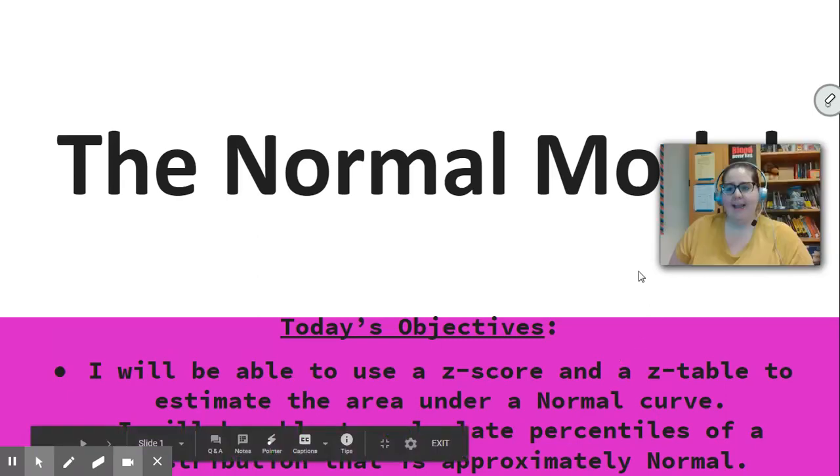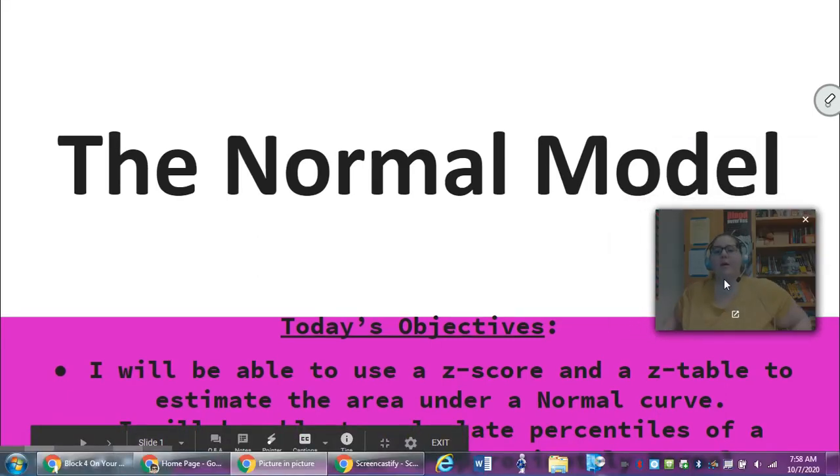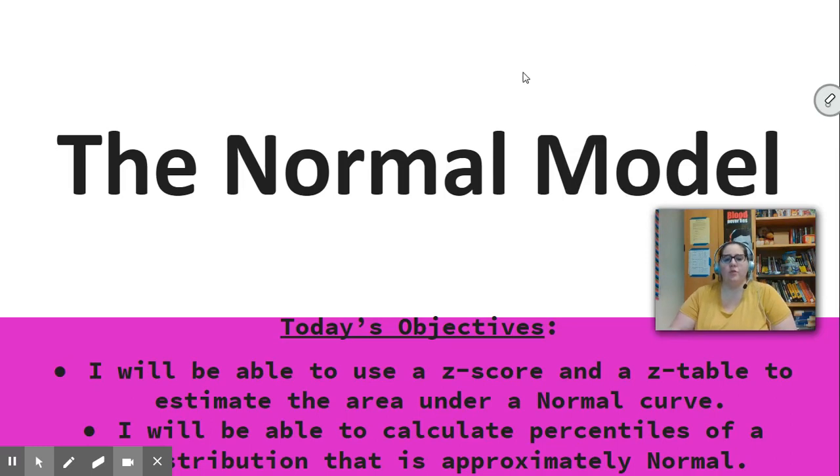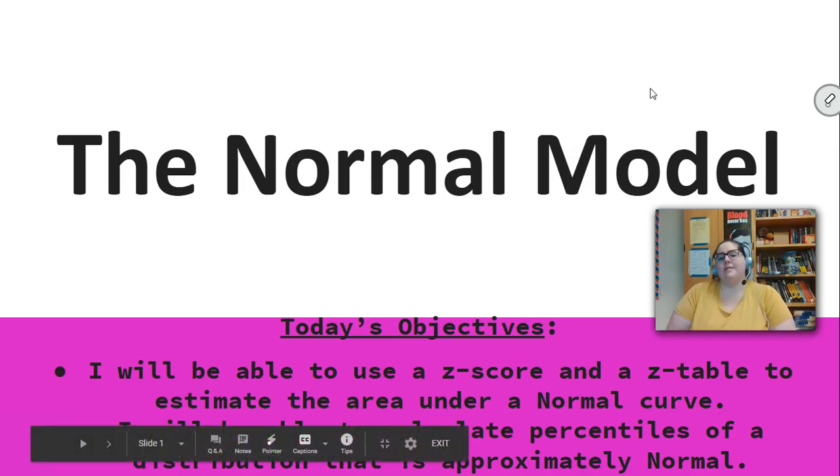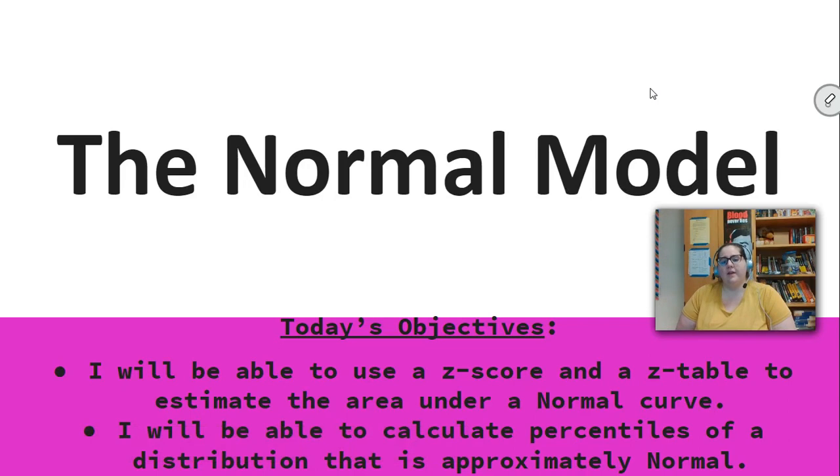Hello, so today is about the normal model. Today you are going to be able to use a z-score, z-table to estimate the area under a normal curve, and then you'll be able to calculate percentiles of a distribution that is approximately normal.